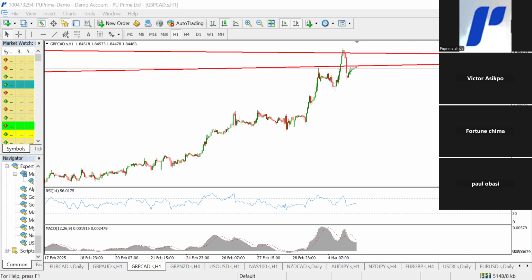All right. Two other instruments I'll check before we round up. I'll be looking at the US oil and NAS 100. Now, we've not mentioned NAS 100 in a very long while because, at least on my own part, it's not really stable. But I think I'm getting a setup this time around.